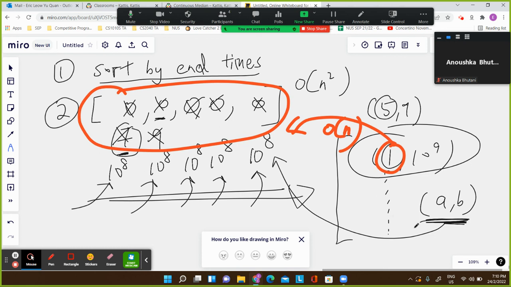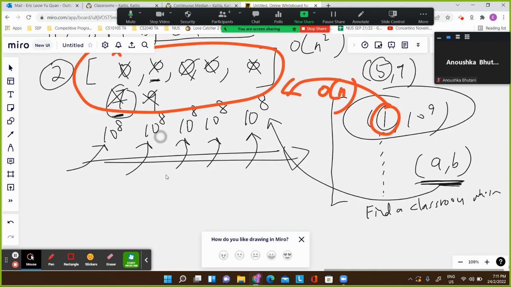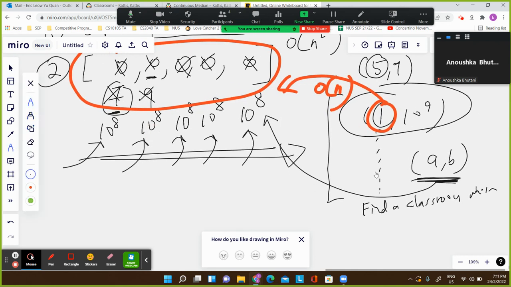So the idea is I want to find a classroom, it's very hard to write here, never mind, I'll just say it out, whose end time is smaller or equal to A, so that I can place A, B inside. So what data structure is this?